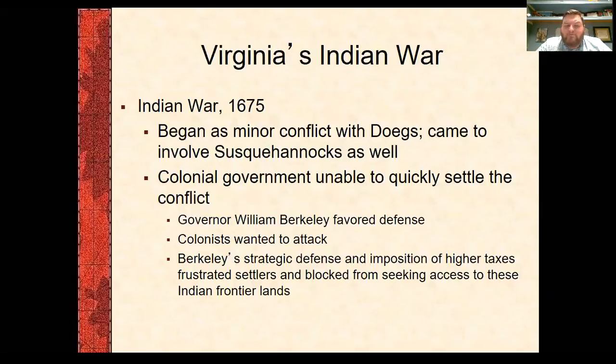Governor William Berkeley, who was the governor of Virginia at the time, is initially going to favor a defensive war. He doesn't want to go out and seek the Native American tribes. He wants to basically create forts throughout the frontier and have them come to them. And the colonists, especially in the frontier, look at this Berkeley as an elite who is refusing to go out and meet the enemy.